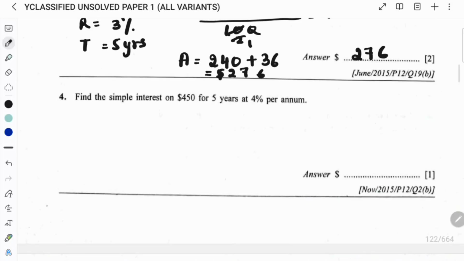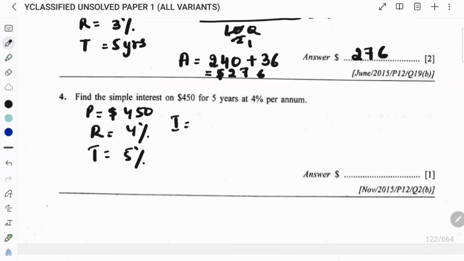Coming to question number 4, find the simple interest on $450 for 5 years at 4% per annum. So 450 is the principal, the rate is 4%, and the time is 5 years, and only simple interest is required. So there is no need to add afterwards, because you are just finding the simple interest. I equals P R T upon 100.